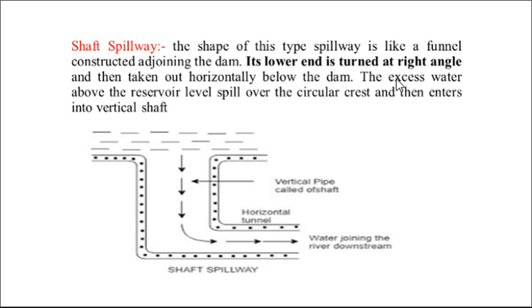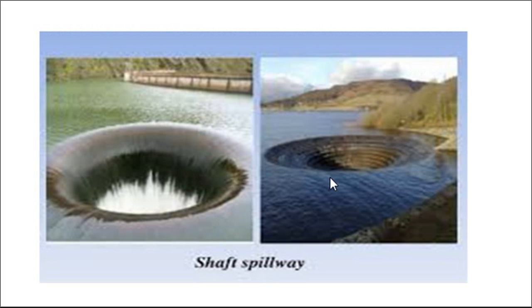Its lower end is turned at right angle and taken out horizontally below the dam. The excess water over the reservoir level spills over the circular crest and then enters into the vertical shaft like this. So this is the shaft spillway.